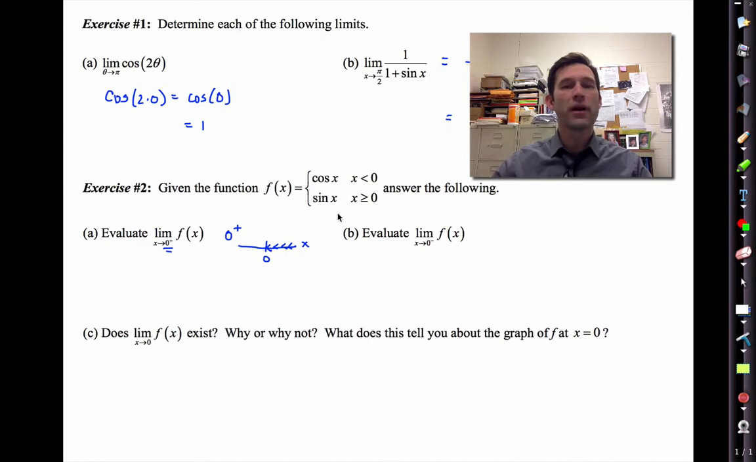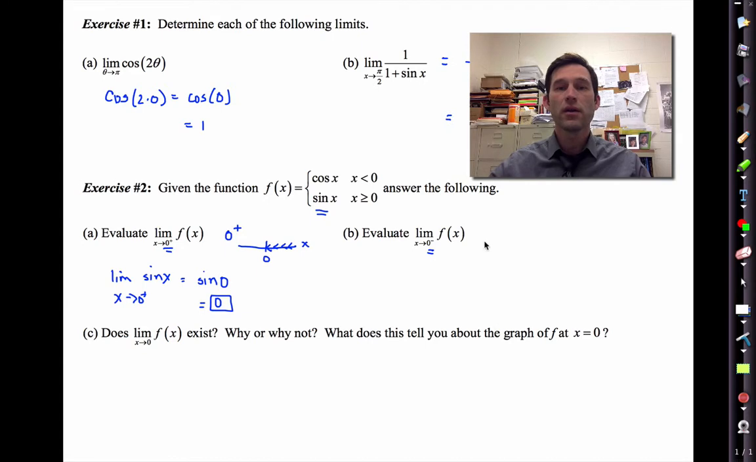So what we have to think about in our piecewise defined function is which part of this function am I on? And where I'm on is sine x. So I can say that this is simply the limit of sine x as x goes to 0 from the right. That's going to be the sine of 0, and that's going to be 0. So the limit of f of x as x goes to 0 from the right is 0.